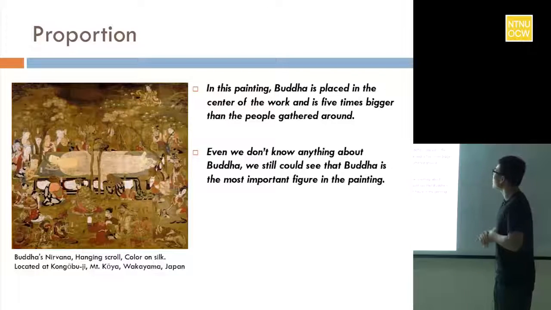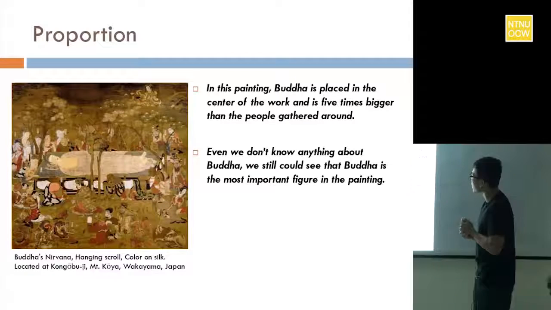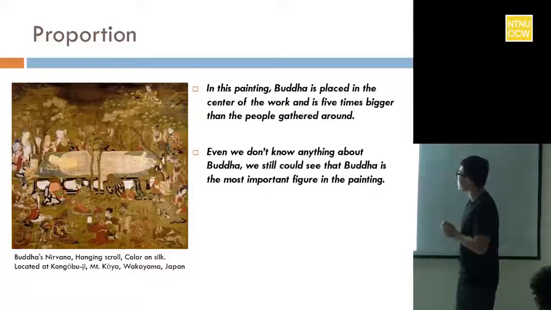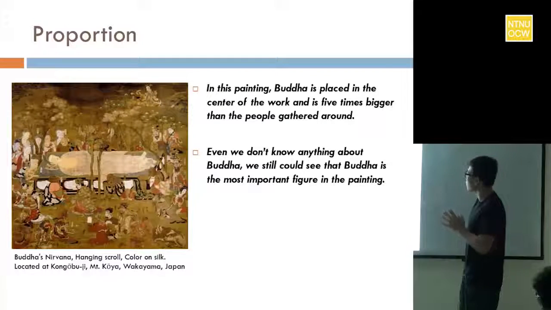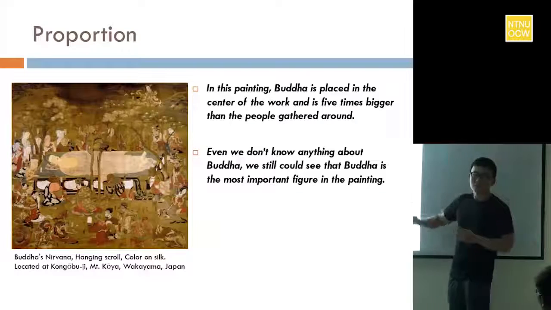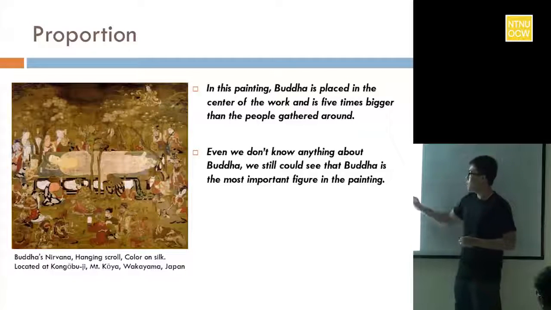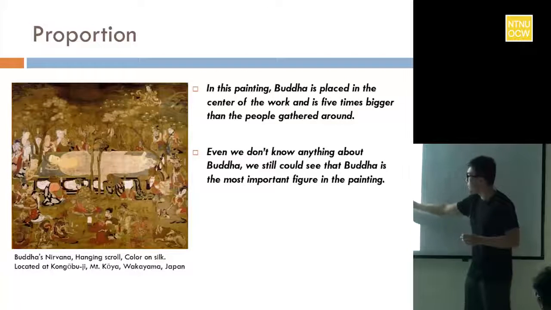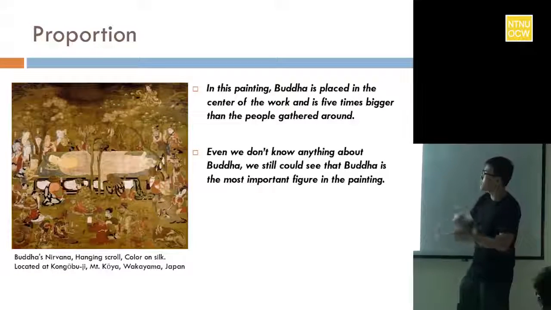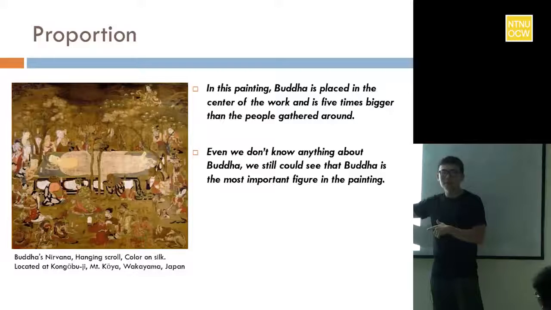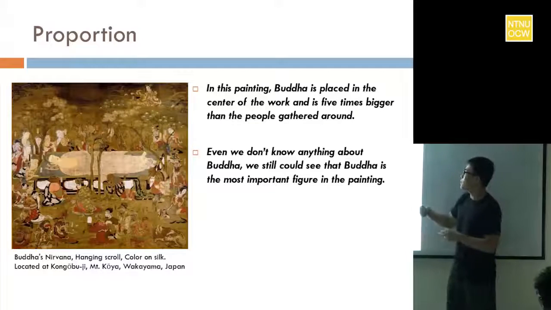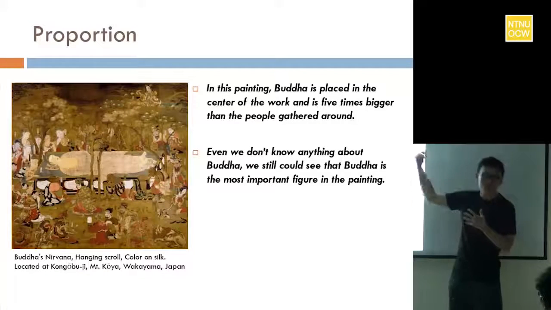In this painting, the Buddha is placed in the center of the work and is 5 times bigger than the people gathered around. Even if we don't know anything about the Buddha, we can still see that the Buddha is the most important figure in the painting. So the Buddha is the figure, and also the object in this painting, by using the element of proportion.